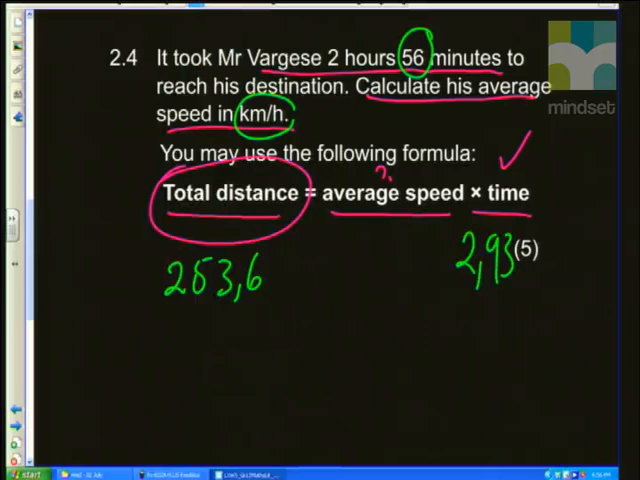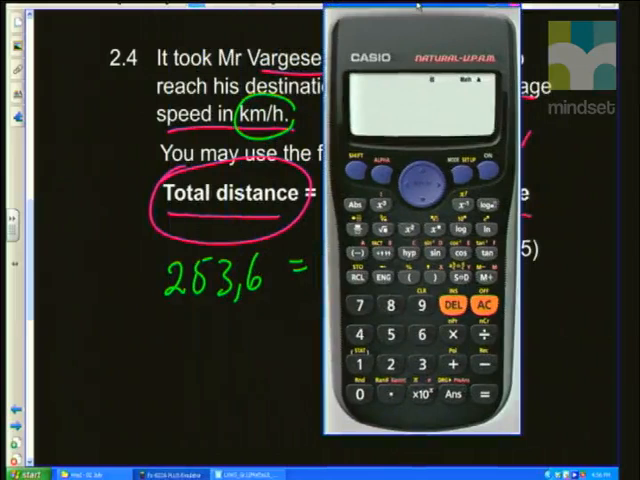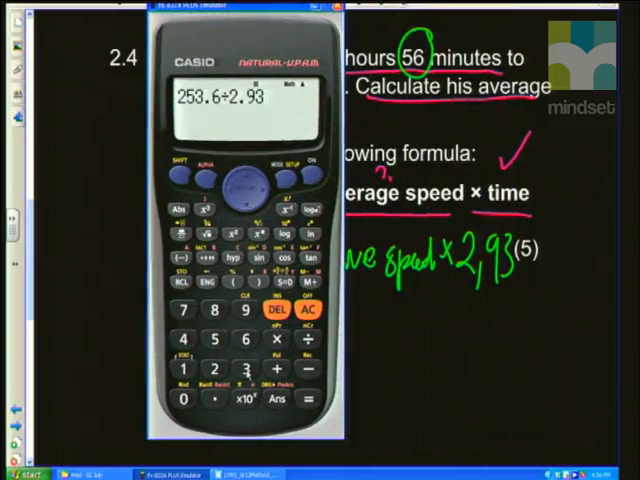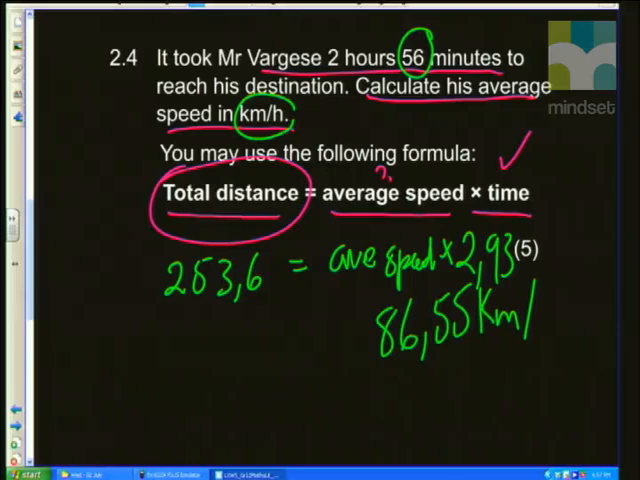Now we want average speed. We're going to say this is average speed. We don't know what it is yet, but we know that it is multiplied by the time. To get it on its own, I'm going to divide both sides by 2.93. So I'm going to take my calculator, clear that, and go 253.6, divided by the time that it took, which is 2.93 hours. So I've got kilometers divided by hours. It gives me a speed of 86.55. Let's see if he was breaking the speed limit. No, he seemed to keep within the speed limit. That's his average speed.